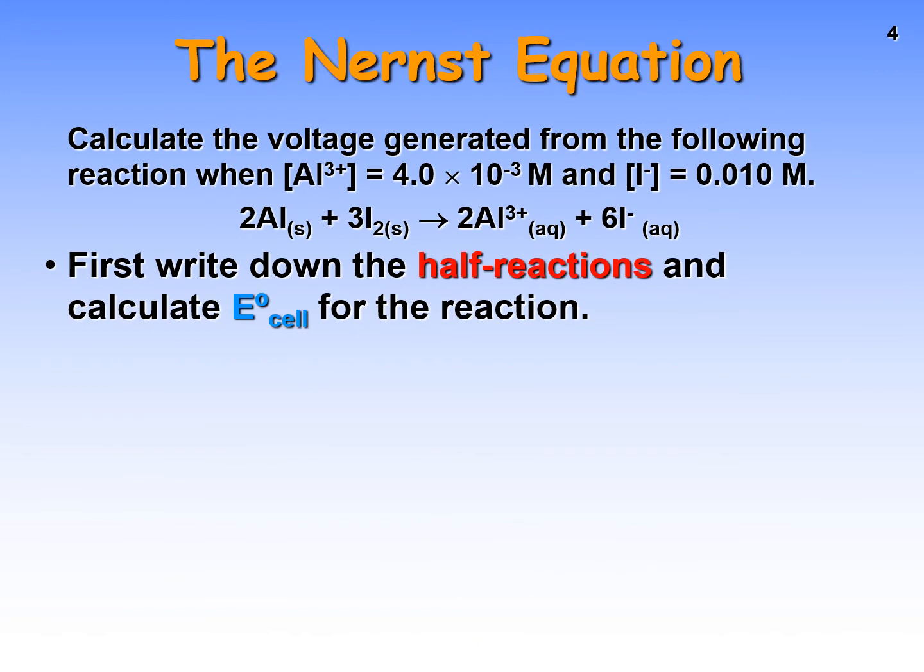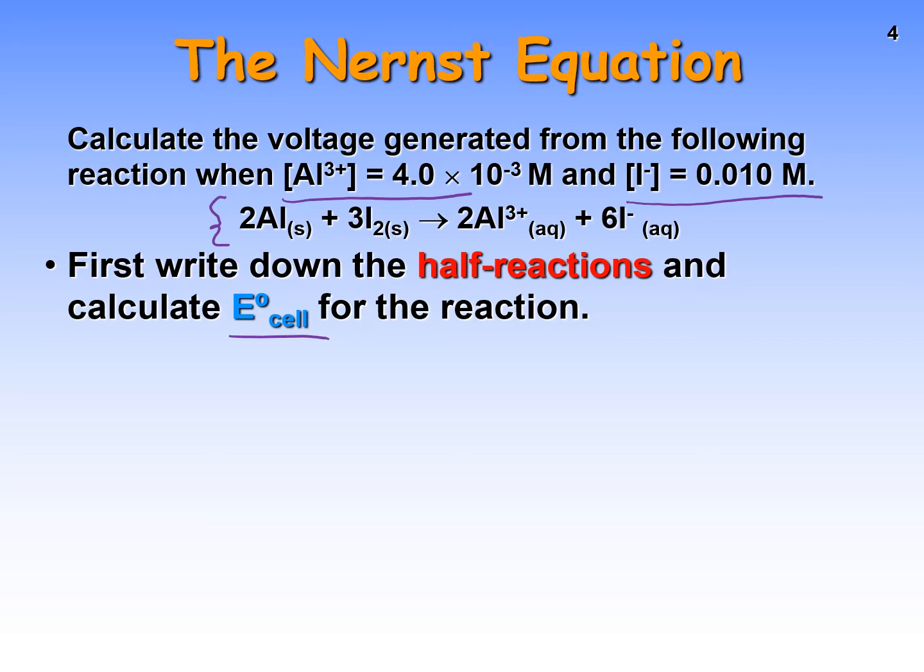So let's do a problem. All right, calculate the voltage generated for the following reaction when we have this concentration of aluminum 3 plus and this concentration of I minus. So here is the balanced redox reaction, all given for you. First, we need to calculate E naught cell.